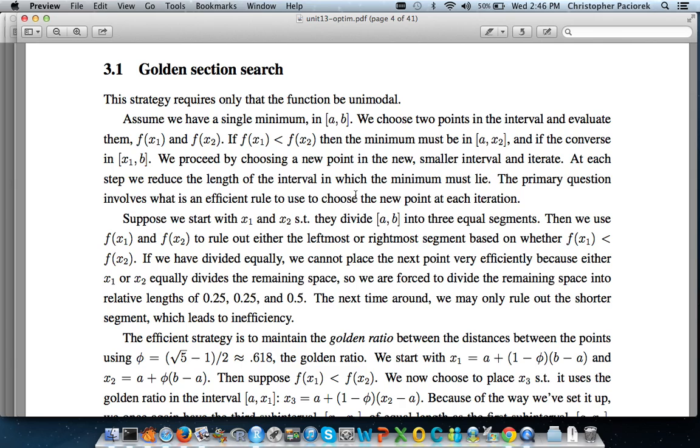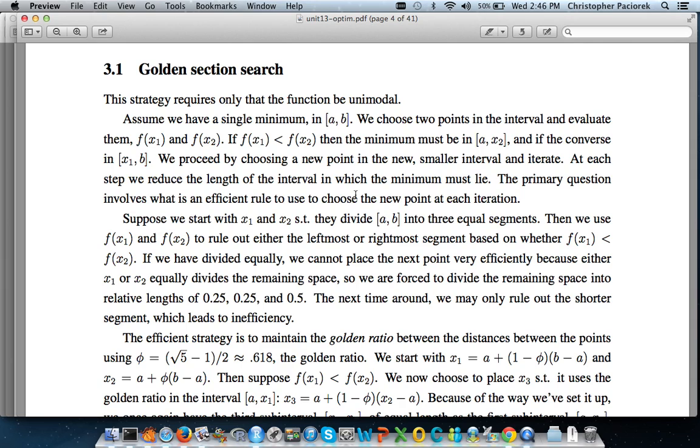So for the sake of what we're doing here, we're going to assume there's only one local minimum, and therefore that is the global minimum as well.